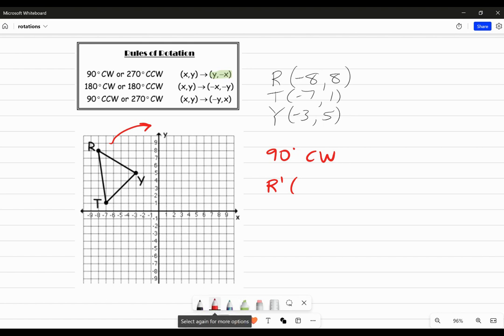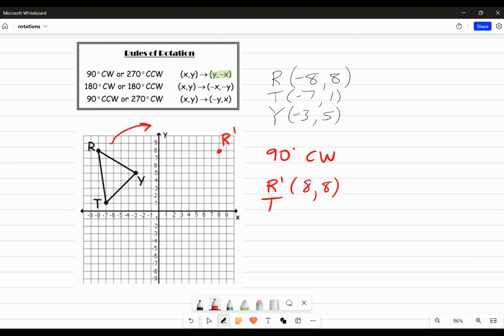So it sounds like a lot, but it's actually not too bad. What I'm going to do is take my original y value, and I'm going to move it to the new position. So my y value is 8, so my new x value is going to be 8, excuse me. And then my x value now is going to change its sign and go to the y position. So r prime is at 8, 8.